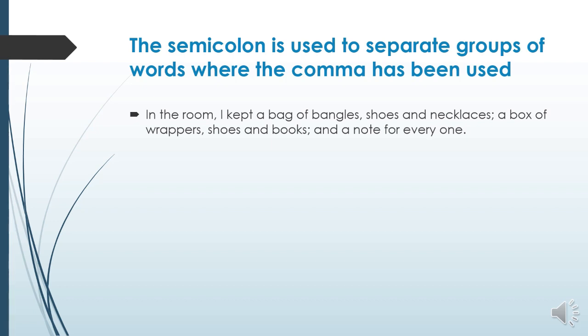The second group of words, a box of wrappers, shoes, and books. That is, you have a box in which you have wrappers, shoes, and books. And then the last part of it, and a note for everyone. Now, if the semicolon is not used here, the message will not be clear.